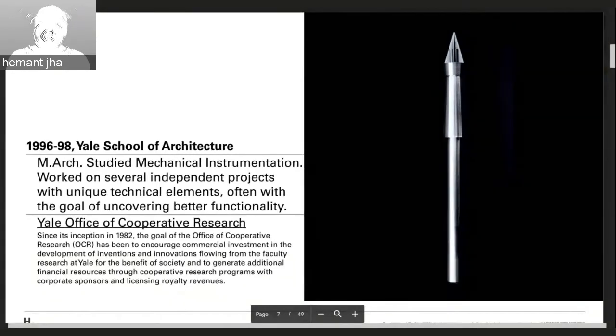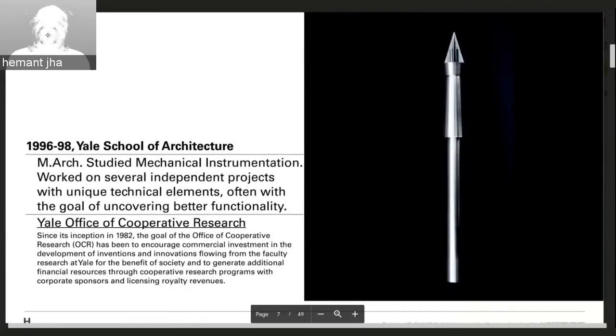They would teach you how to make things very precisely and in a very particular way with materials that architects typically don't use. And so I worked on several independent projects that had these unique technical elements, often with the goal of uncovering better functionality. And this is one of them. It's a fountain pen. It's designed for artists, and it's designed to work as easily and simply as a pencil.